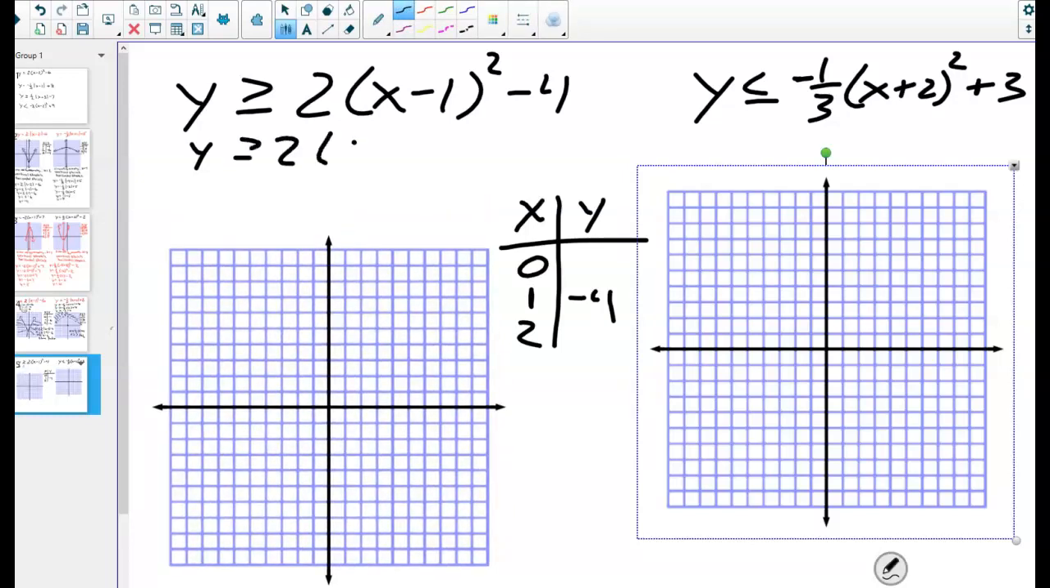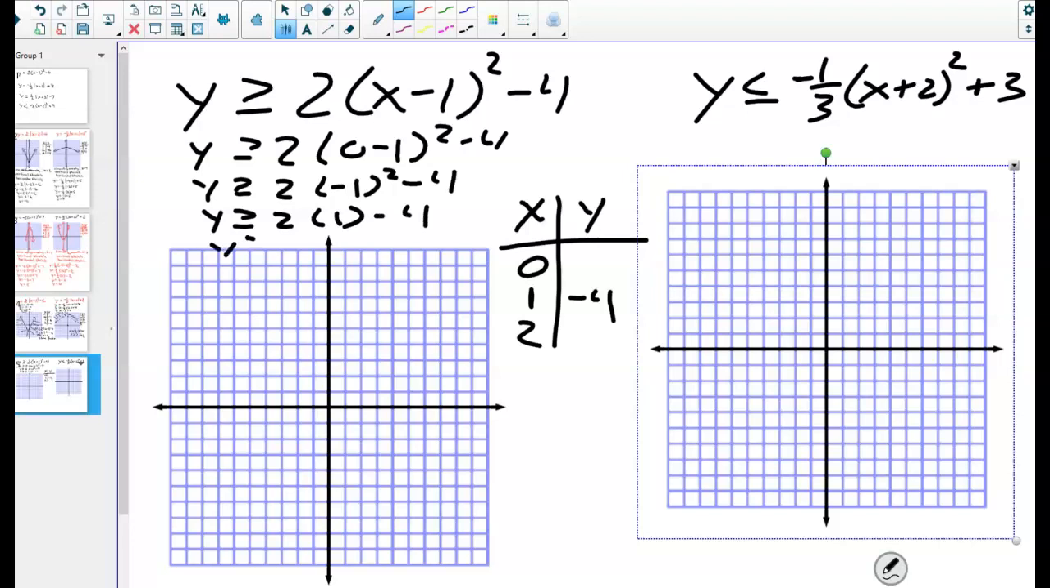Okay. Alright. 0 minus 1 squared minus 4. Negative 1 squared minus 4. Negative 1 squared is a positive 1. 1 minus 4, we get -2. This is -2 as well. Okay. So (0, -2) right here. Alright. (1, -4) here. (2, -2) right here. It's a solid line. And my (0, 0) is inside of it.